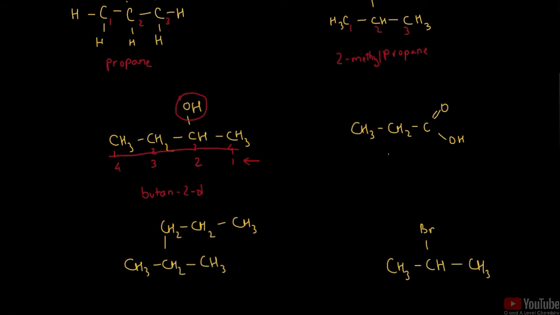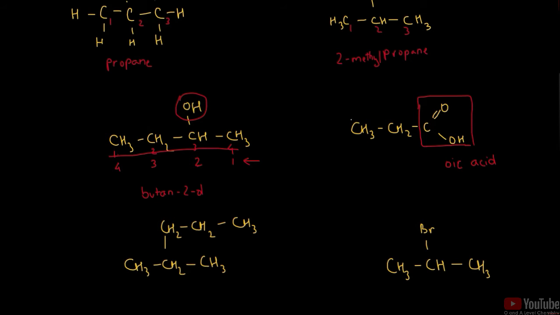So now we move on to this example. Clearly, this is a carboxylic acid group. This is a carboxylic acid group. And we know that carboxylic acid groups end in oic acid. This is the suffix. So I know for sure that that's going to be there.